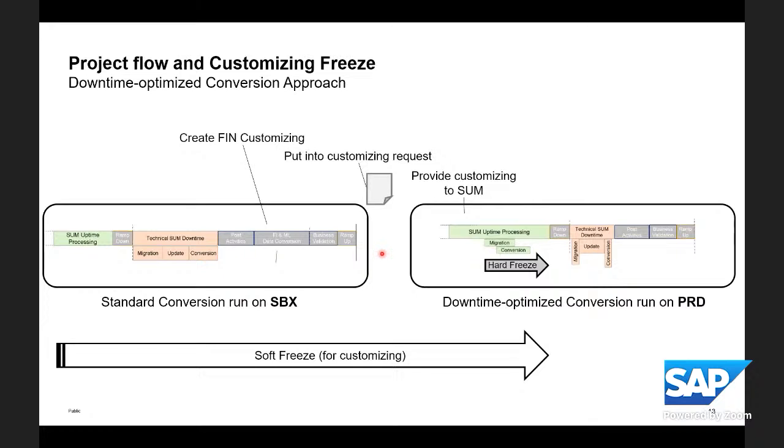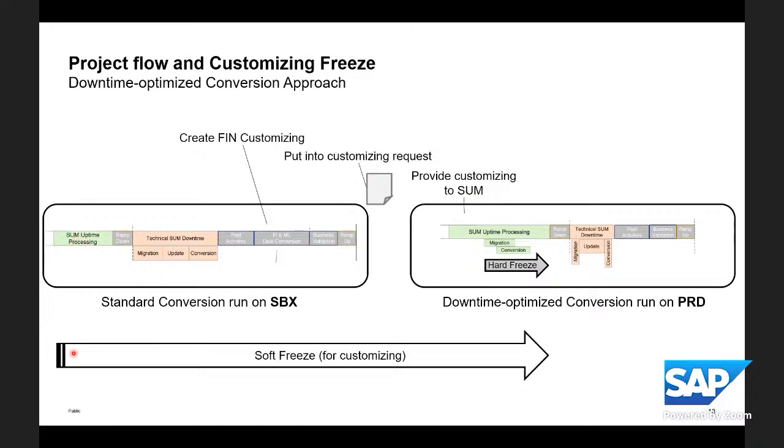That in the standard is done by the financial experts. That is the prerequisite. So that is more effort, but it's not created here in the standard conversion run. It's based on a specific setting of the fin customizing of the ECC source system. It's a copy of the productive system. So we copy the productive system to the sandbox.